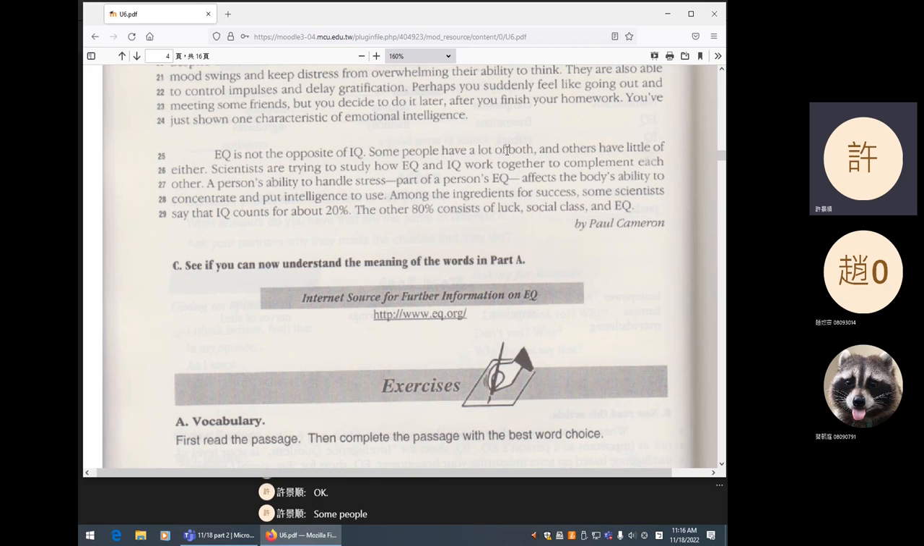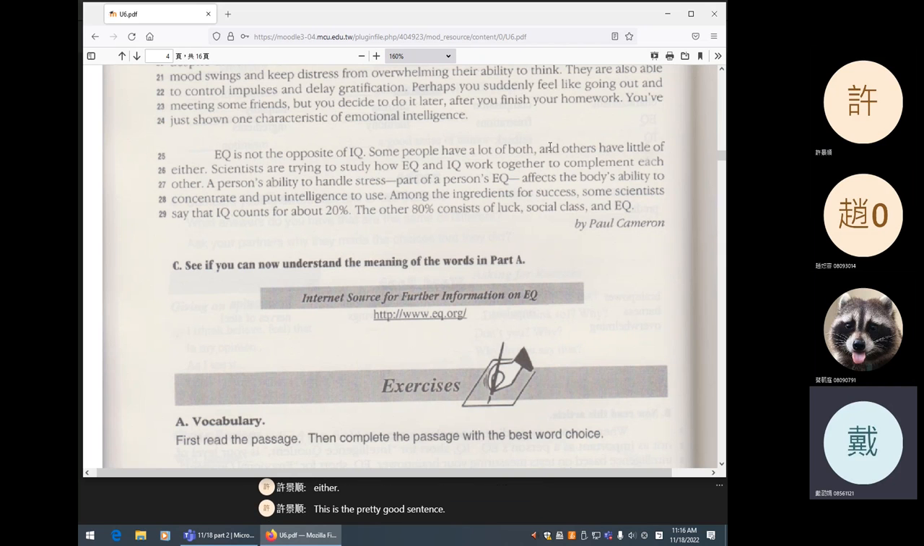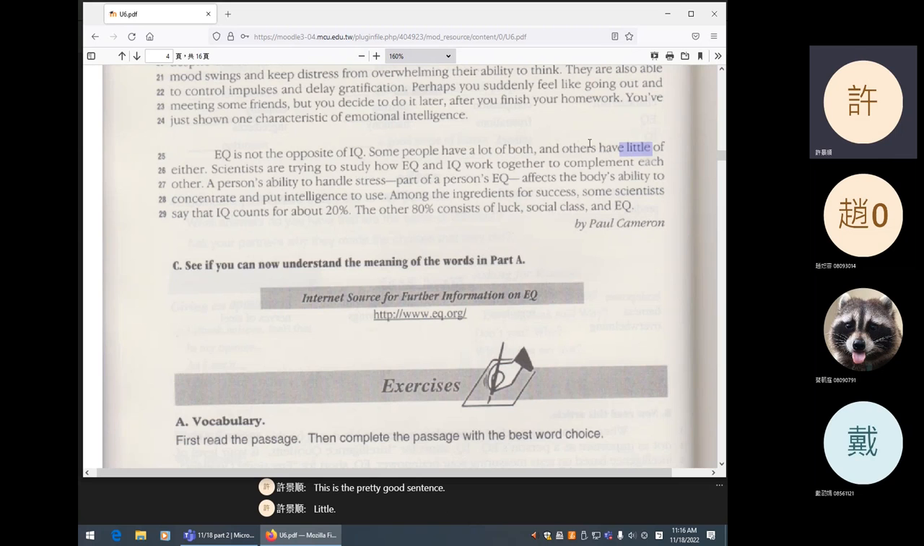Some people have a lot of both, and others have little of either. This is a pretty good sentence. Little. Little here means not a lot. In fact, maybe nothing. And you'll notice that if it's positive, you use both. But if it is negative, you use either.